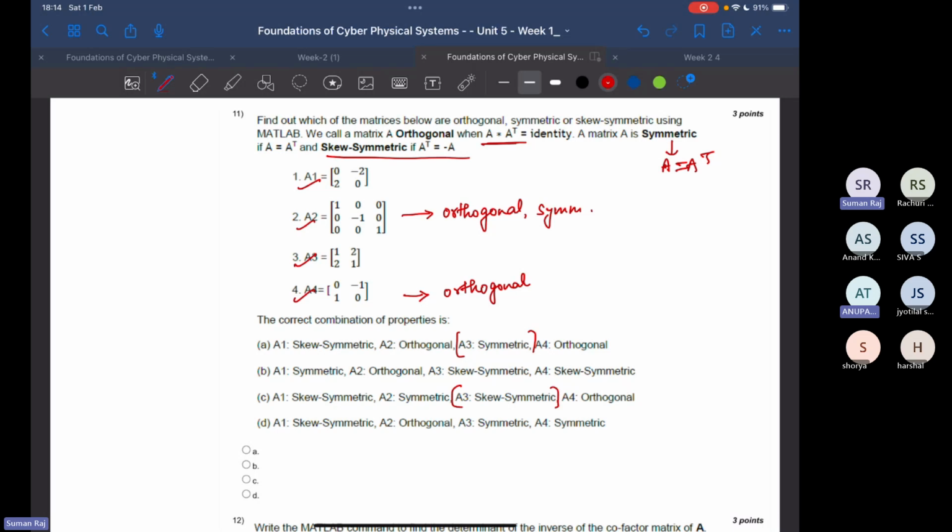A3 is also different in the A and C options. Yes symmetric and yes skew symmetric cannot be the same, right? It has to be yes, one. Okay, so does this help you? Yes, yes. Okay, great.